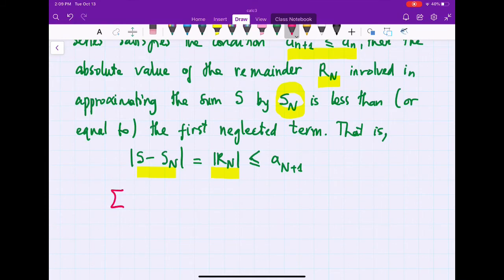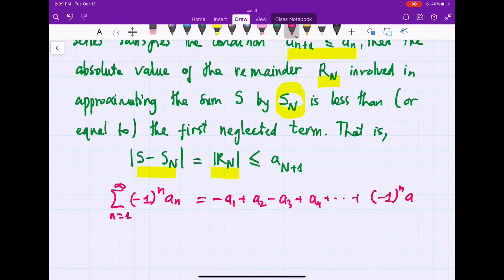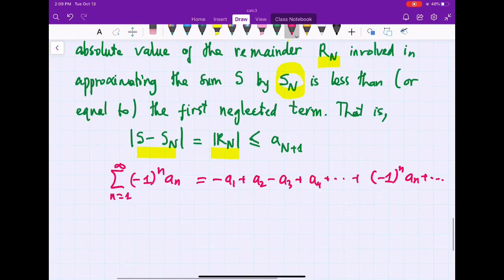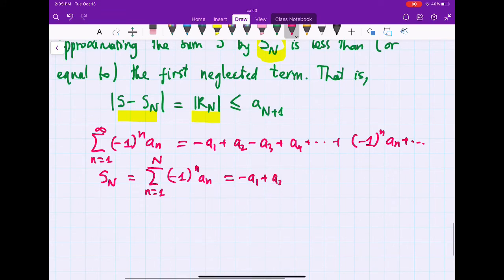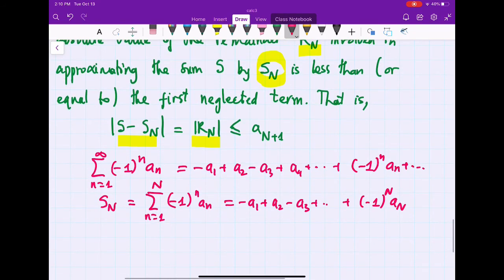So, let's say you have the series sum of negative 1 to the n, a_n, from 1 to infinity. So that is negative a1 plus a2 minus a3 plus a4 and so on, plus negative 1 to the n, a_n, and so on. So what is Sn? Sn is the partial sum, that is the sum from 1 to n of negative 1 to the n, a_n. Does that make sense? So basically, if you write it, you have negative a1 plus a2 minus a3 and so on, plus negative 1 to the n, a_n. Okay, so that is the partial sum.